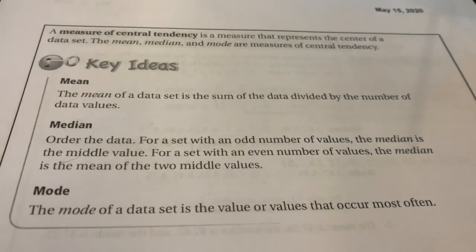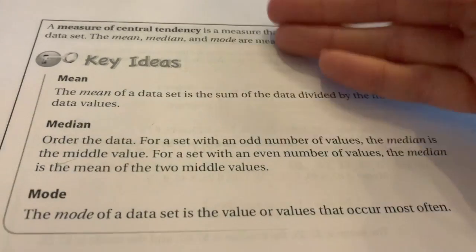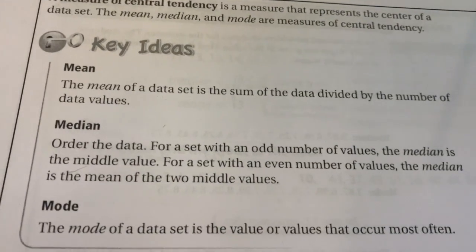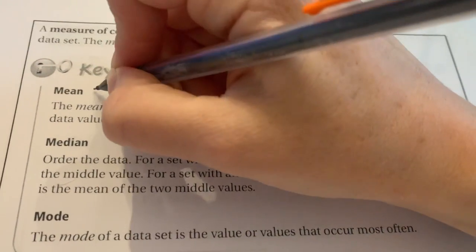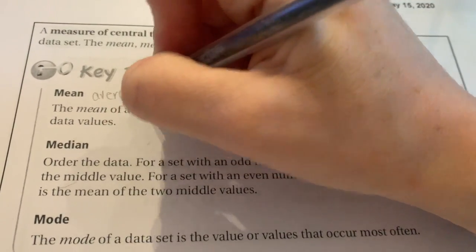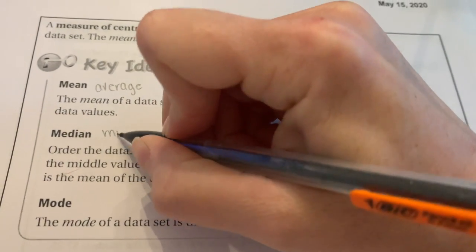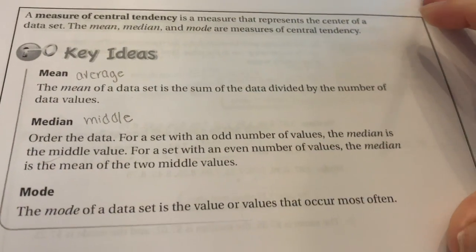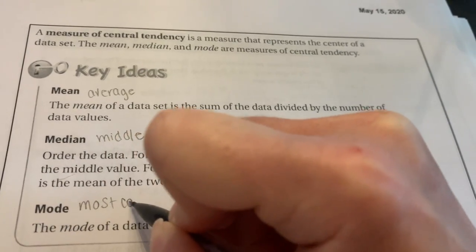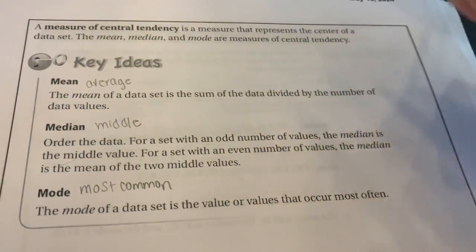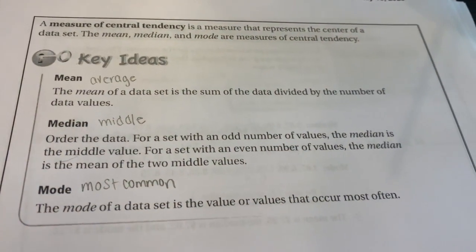Instead of listing all the scores, you can say an average score would be this. So the first one that we need to know is the mean, and the mean is what we really know as an average. Then we have the median, which is what we know as the middle. And then the mode is what we know as the most common or most frequent. So the mean, or the average, is what we do when we add everything up and then divide by the total number.